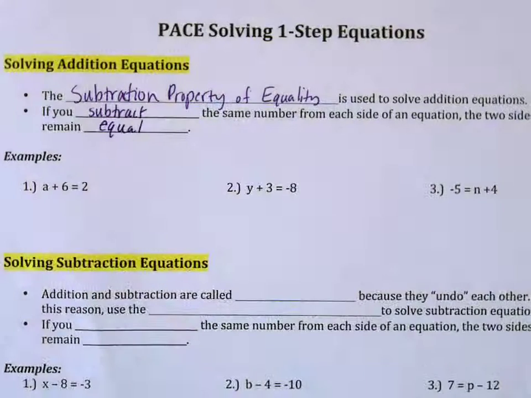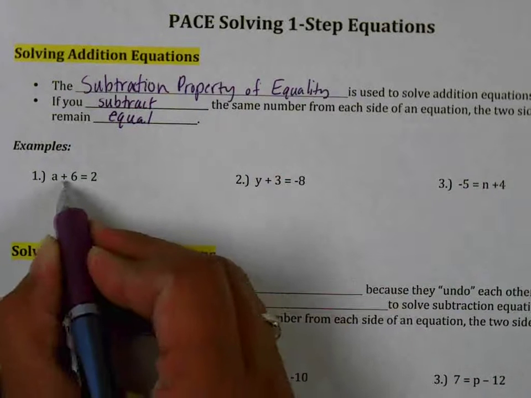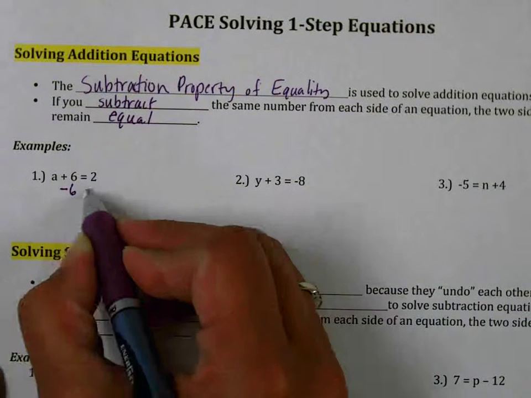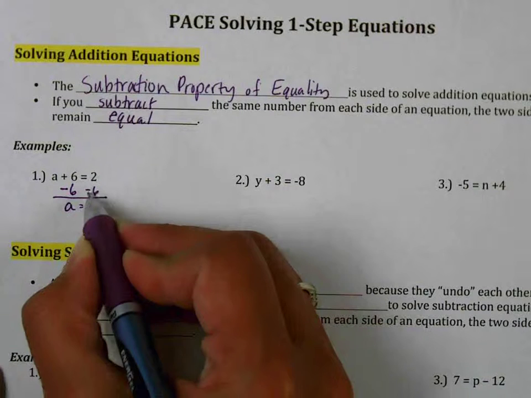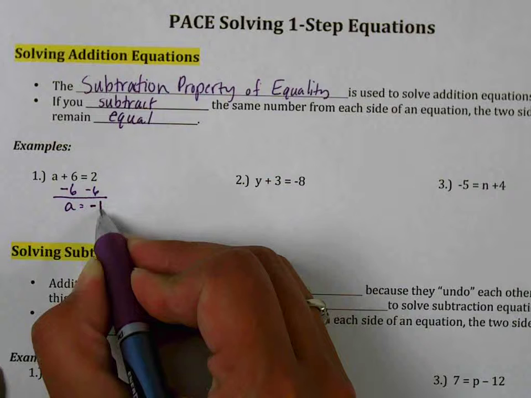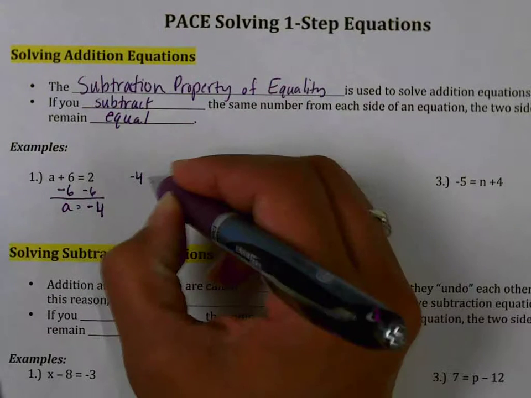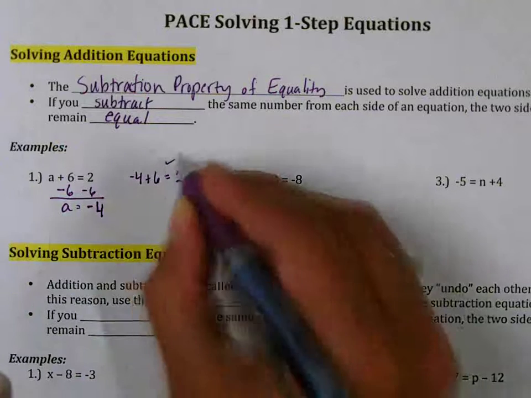So let's see what that looks like. Here I have number 1, a plus 6 equals 2. Now since I added 6, I'm going to subtract 6 from both sides. And a equals 2 minus 6, which is negative 4. If I go back and check my work, negative 4 plus 6 would be 2. And so I know that that is the correct answer.